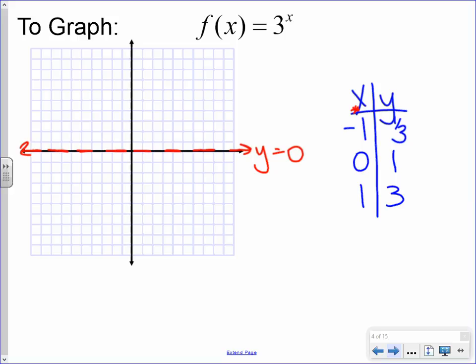Okay. And then we would graph those 3 points. Oh, there we go. There's the graph. Okay. Shouldn't take you long to graph.